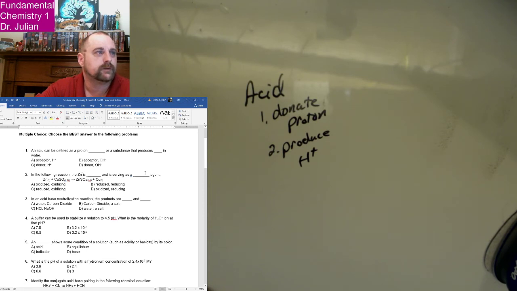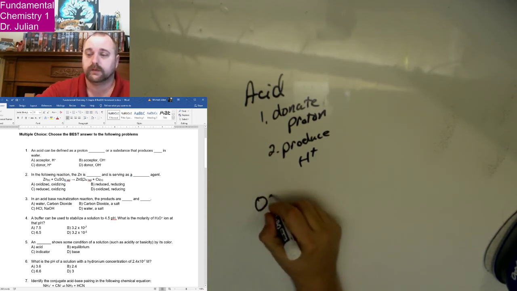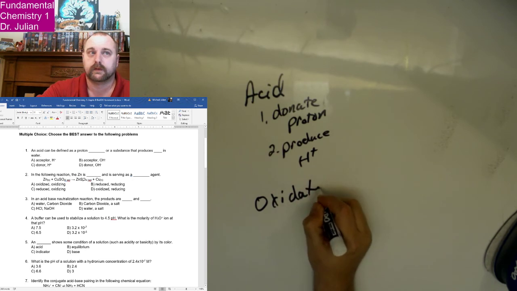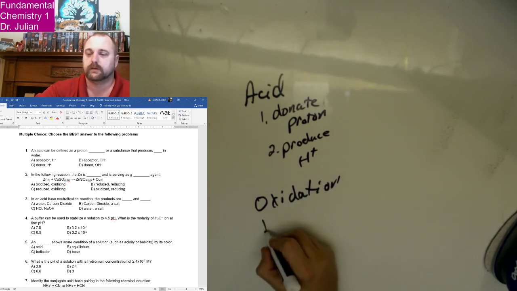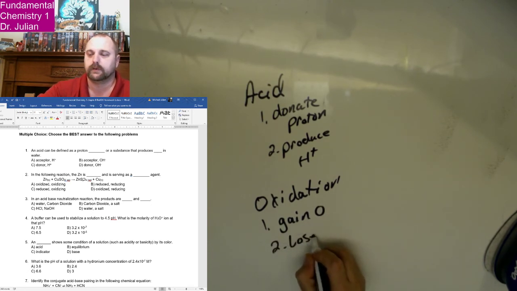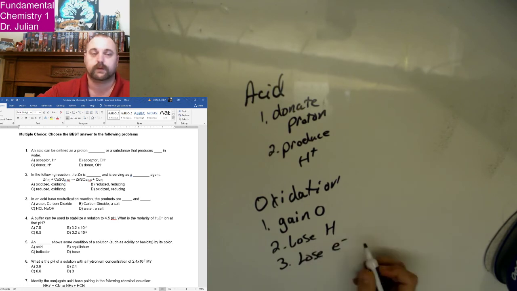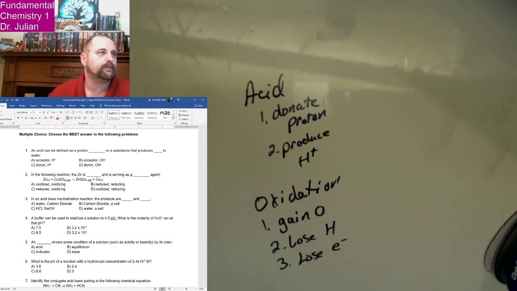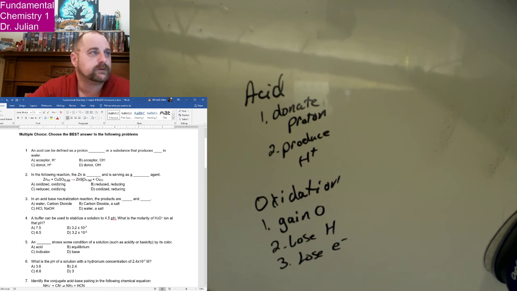All right, the following reaction: zinc is blank and is serving as a blank agent. So those are always going to be opposite, right? So zinc, it's got no oxygen with it. Now it's got oxygen. So my definitions here: oxidation is gain oxygen, lose hydrogen, or lose electrons. The reduction would be opposite of those. All right. So zinc gained oxygen. So if it gained oxygen, it was oxidized.